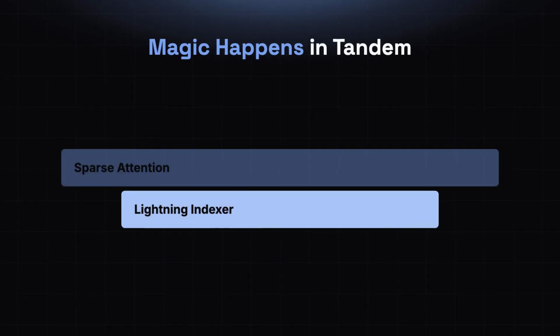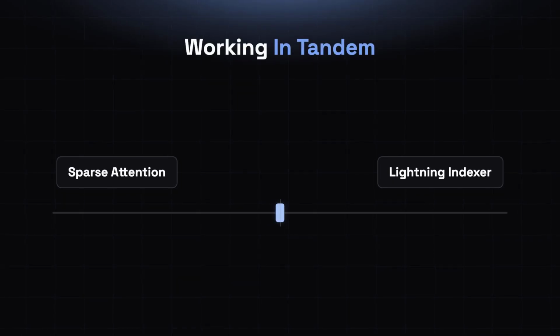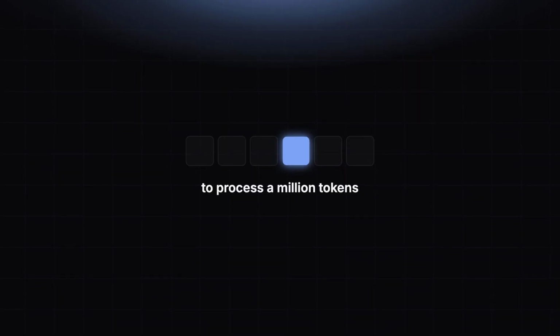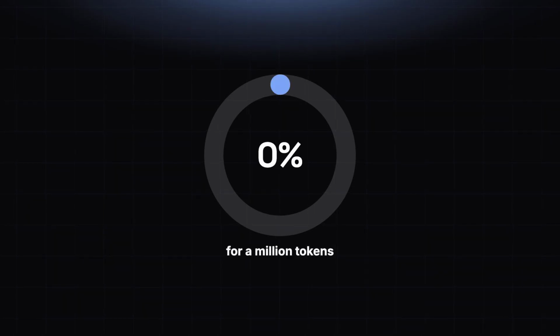The magic happens when native sparse attention and the Lightning Indexer work in tandem. The sparse attention reduces the sheer number of calculations, moving away from that costly quadratic scaling. The Lightning Indexer then ensures that the remaining essential calculations are performed with unparalleled efficiency. Together, they create an architecture that radically redefines the cost structure of large AI context windows. Instead of spending $5 to process 1 million tokens, DeepSeek V4 Flash leverages these two innovations to bring that cost down to a remarkable 14 cents.